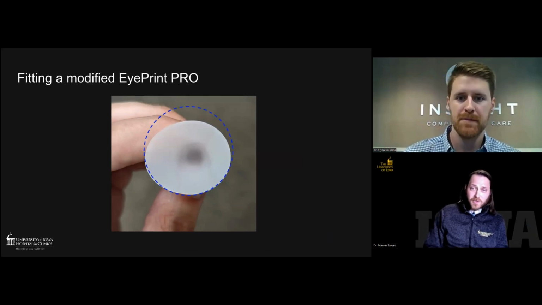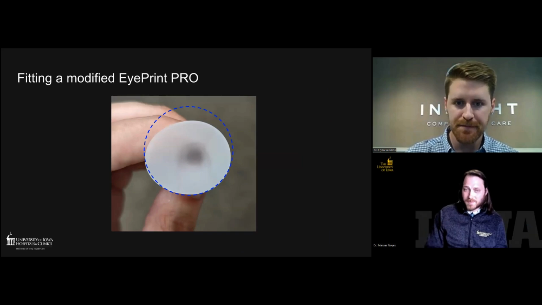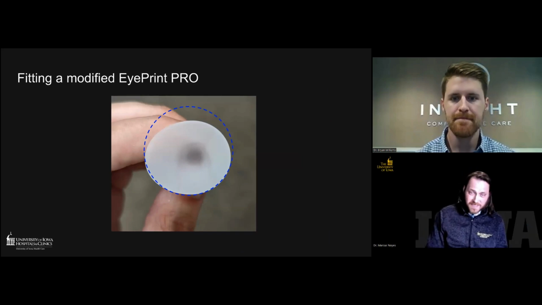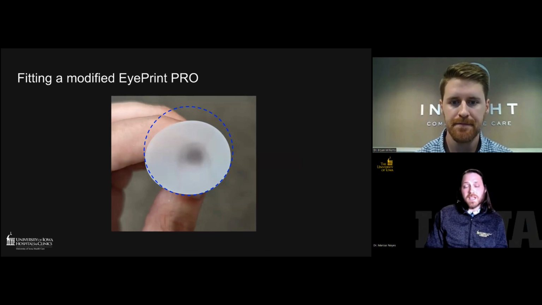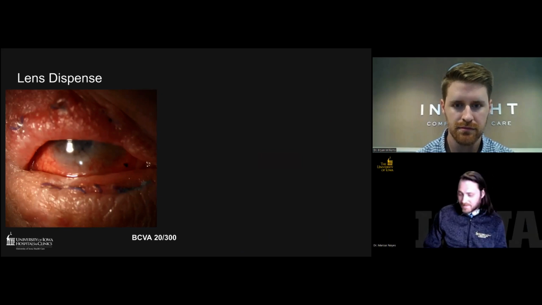So that circle with the blue is considered a perfect circle, and that tray is signifying what's called an ovate lens. So it's not circular, it's oval shaped to get maximum coverage in the nasal and temporal periphery. Here's the initial lens dispense, and his vision did improve to about 20/300 with that. And this is all right eye. We're not talking about the left eye at all on this one.